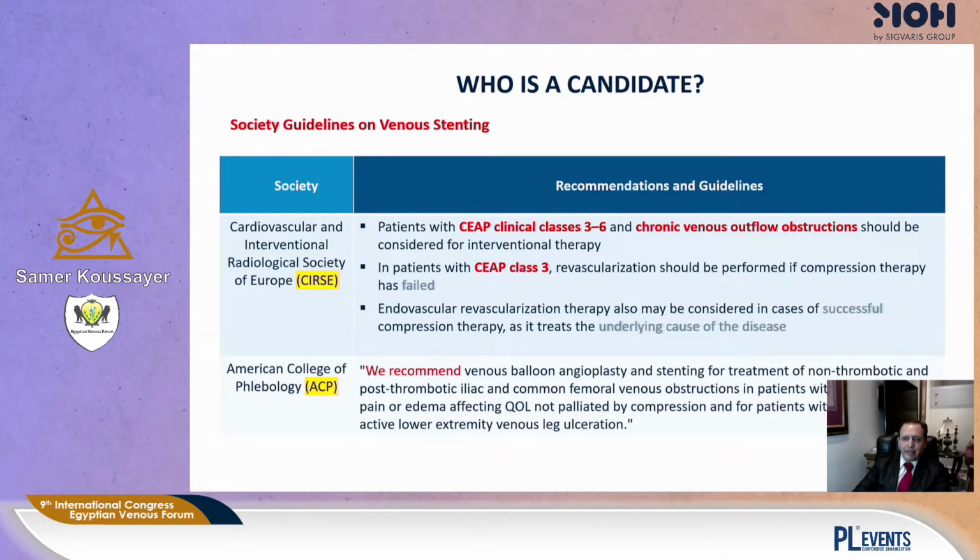What about the American College of Phlebology, ACP? They recommend venous balloon angioplasty and stenting for treatment of non-thrombotic and post-thrombotic iliac and common femoral venous obstruction in patients with lower extremity pain or edema affecting quality of life, not palliated by compression, and for patients with impending or active lower extremity venous leg ulceration.